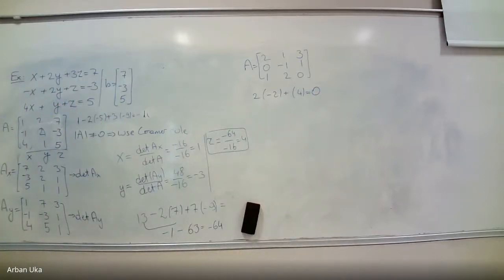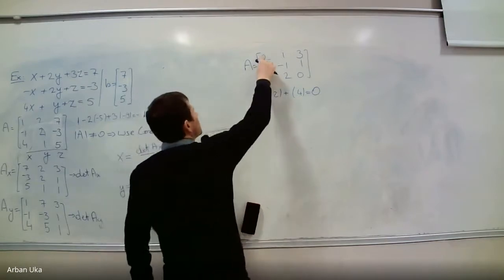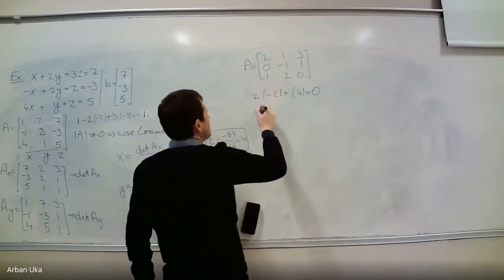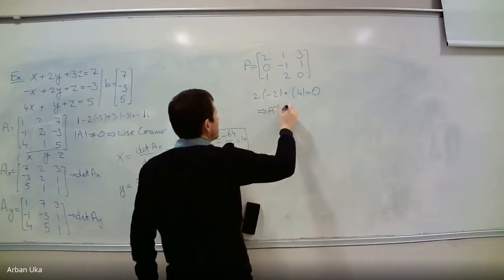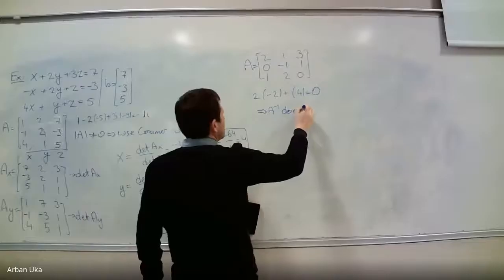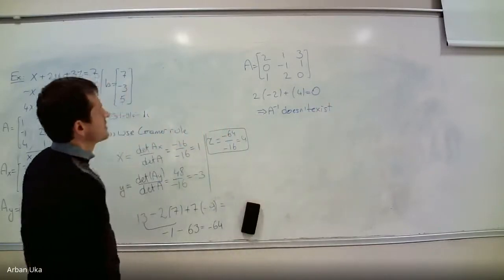Okay, can you check this again? So you have 2 times minus 2 plus 1 times 1 minus 4. Okay, that's true. That's 0. So this is equal to 0. So this matrix, the determinant is 0. This implies that A inverse doesn't exist. That's correct. We see that this does not exist.